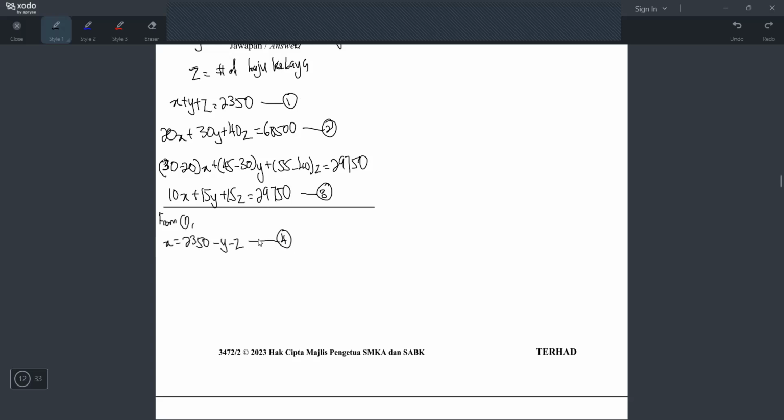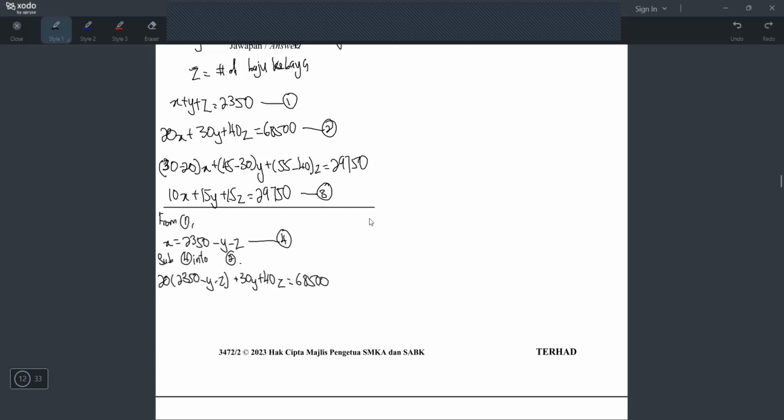And what we do with this equation 4 is I will substitute into 2 and 3, right? I will substitute equation 4 inside equation 2 and 3. So I'll write sub 4 into 2, okay? And then later it will be sub 4 into 3, all right? Okay, let's sub 4 into 2 first. 20x, which is 2350 minus y minus z, and then plus 30y plus 40z equals 68500.